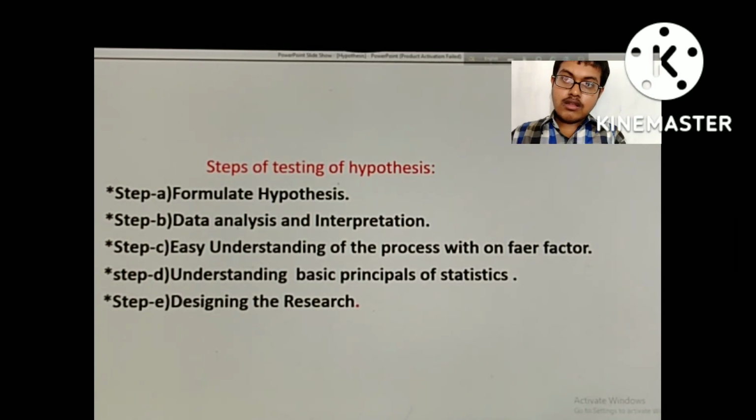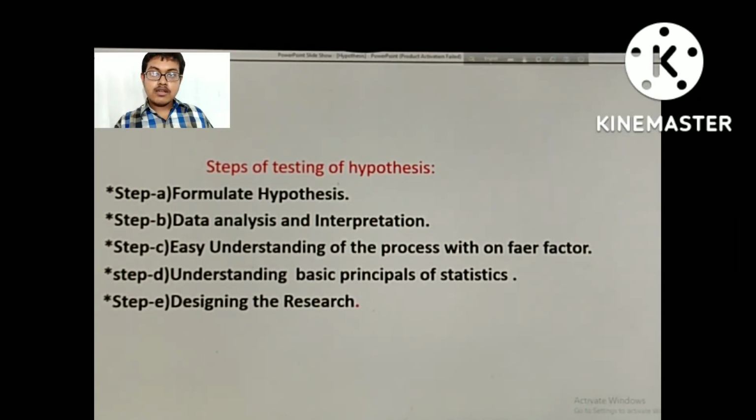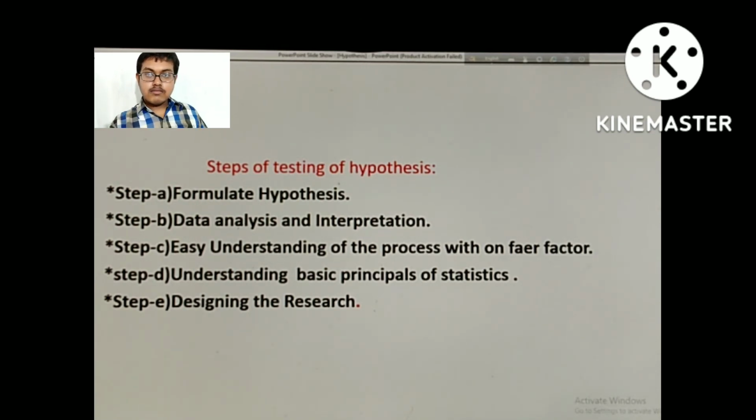Next we see the steps of testing hypothesis. Step A, formulate hypothesis. Step B, data analysis and interpretation. Step C, easy understanding of the process without fear factor. Step D, understanding basic principles of statistics, designing the research.